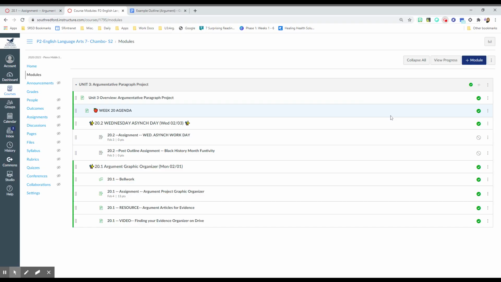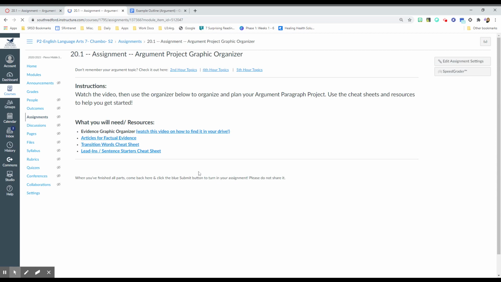So, to walk ourselves there, we are going to be making our way over to our modules, and then we are going to head over to the 20.1 assignment right here, the 20.1 assignment argument project graphic organizer. So, we're going to go ahead and click on that.